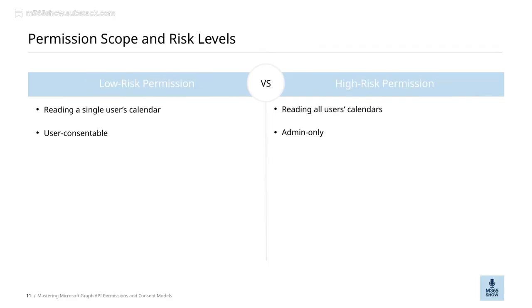Now, let's take a closer look at permission scope and risk levels. When working with Microsoft Graph API, it's crucial to understand the difference between permissions and how they impact security and user trust.